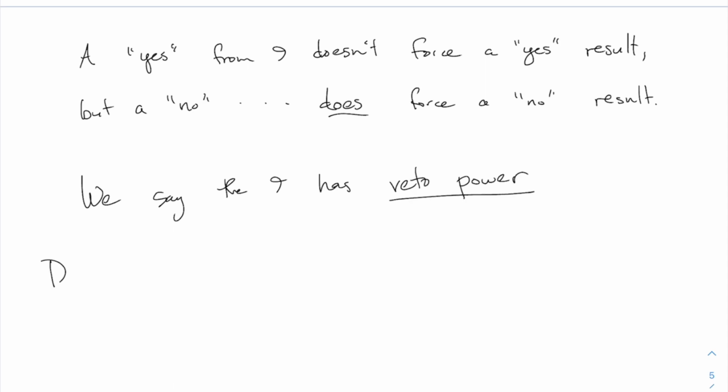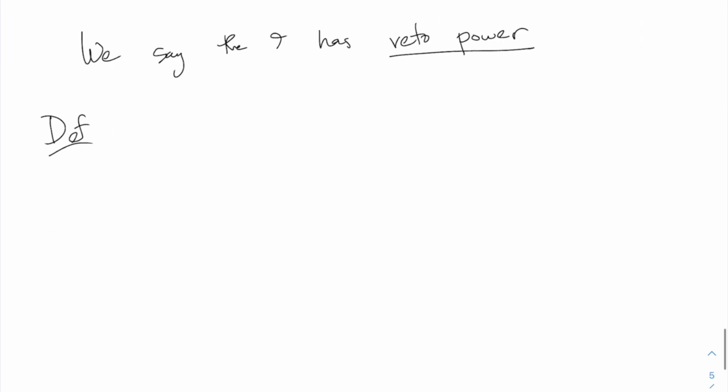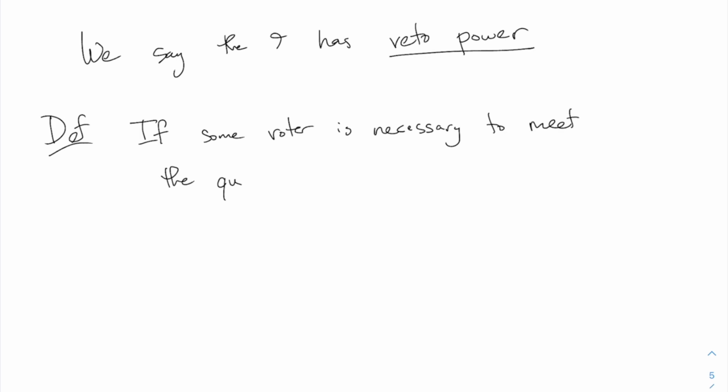Let me just write a definition of that. If some voter is necessary to meet the quota, that's really what we're talking about here. In that example, the 9 cannot get to the quota by themselves, but you have to use the 9 in order to make it. So if some voter is necessary to meet the quota, then we say they have veto power.